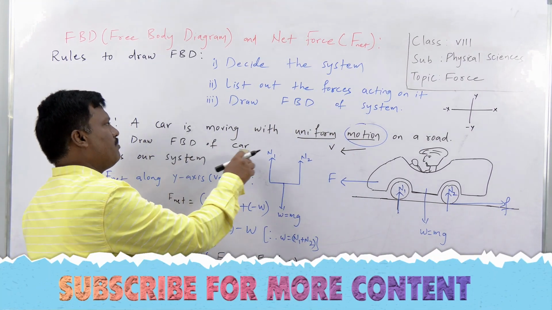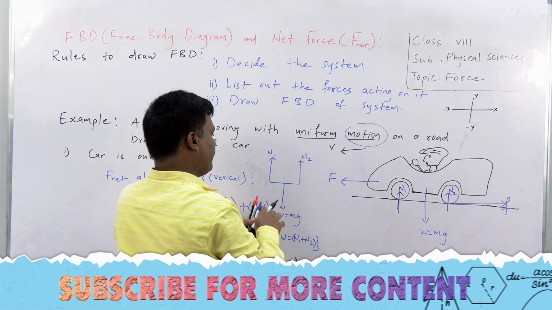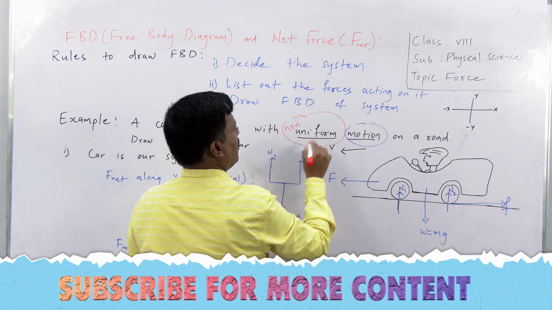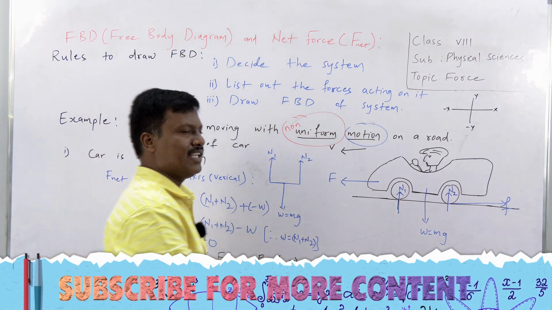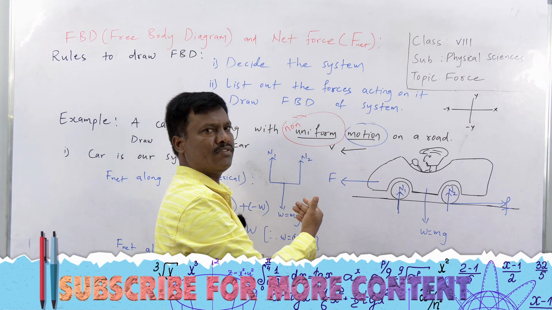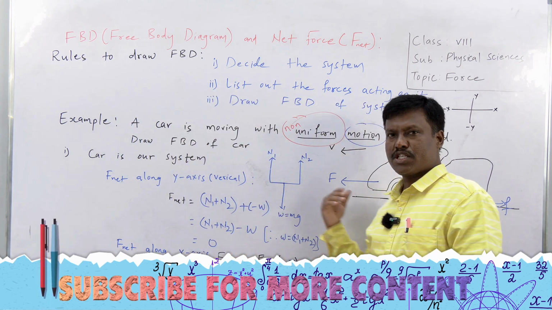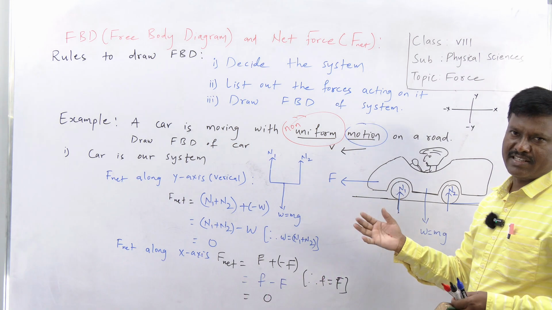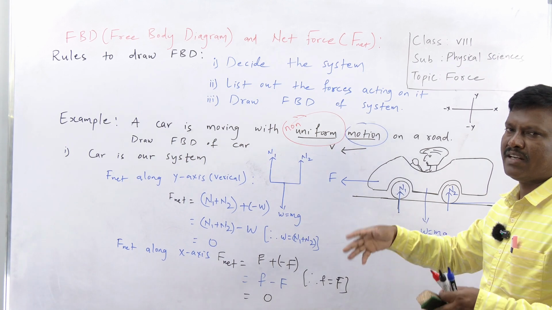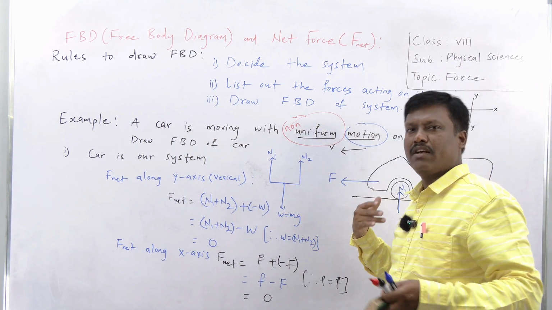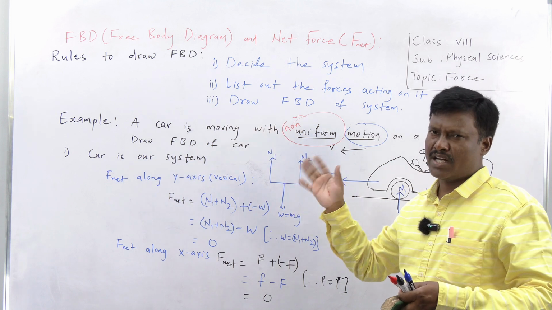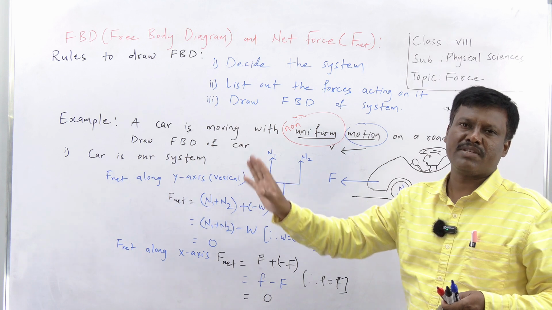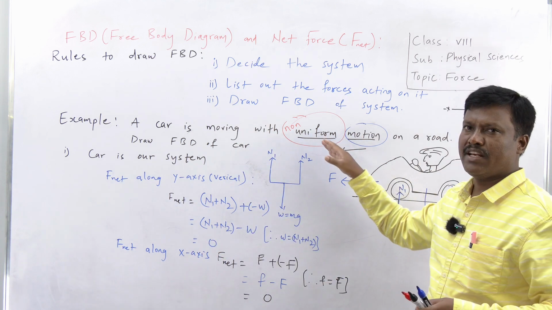Now same example, the car is moving with non-uniform motion. Non-uniform motion means either the car's speed increases while moving forward, or it slows down. When speed breakers are there, speed decreases. When the road is wide and empty, the driver increases the speed. But the car is not moving with the same speed every time. Speed sometimes increases, sometimes decreases. That is why we say non-uniform motion.